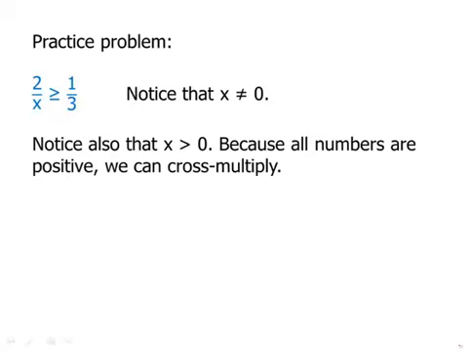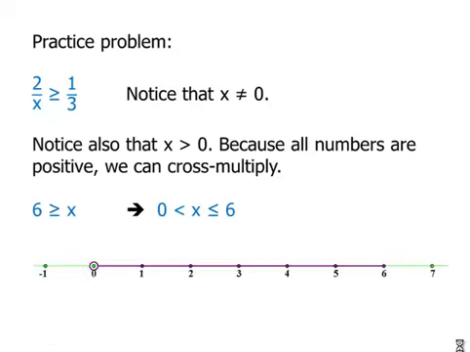Because all numbers are positive, we can simply cross-multiply. So just plain old cross-multiplying, we get that 6 is greater than or equal to x. Well, if we combine all these conditions together, we see that x has to be greater than 0 and less than or equal to 6. And so this would be the allowable range. Notice that there is an open circle at 0 because that's not included, and there's a solid dot at 6. So the left endpoint is not included, the right endpoint is included in the solution range.